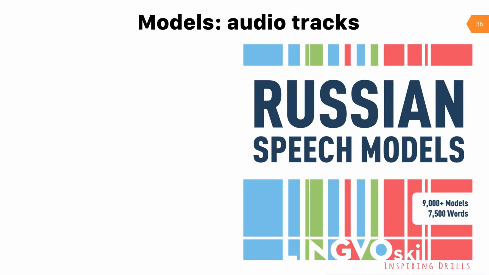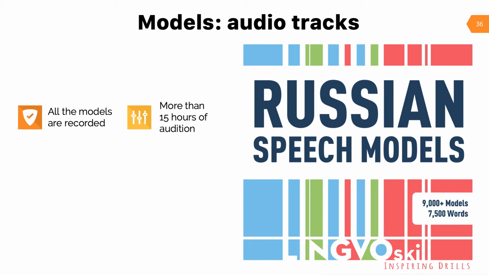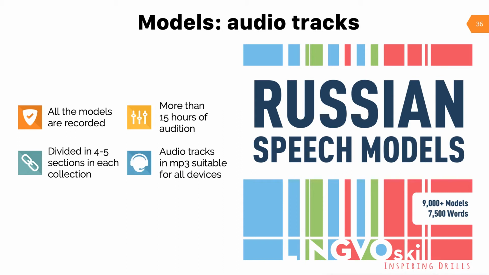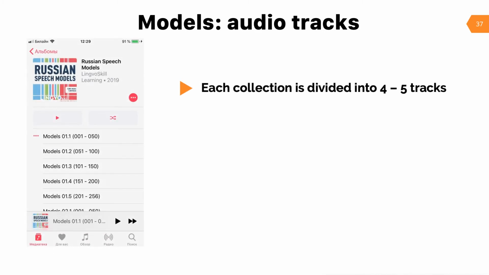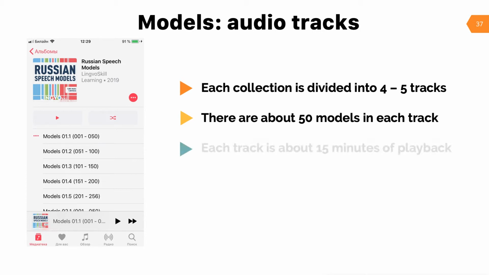It is more than 15 hours of audio. Each collection is divided in 4-5 sections for convenience. All recordings are made in MP3 format, so you can use them on any device. Each collection of models is divided into 4-5 separate tracks. Each track contains about 50 models, which is the most optimal amount for working out in one session. That is 5 batches for one training session.